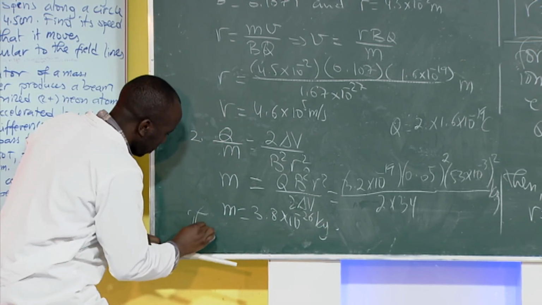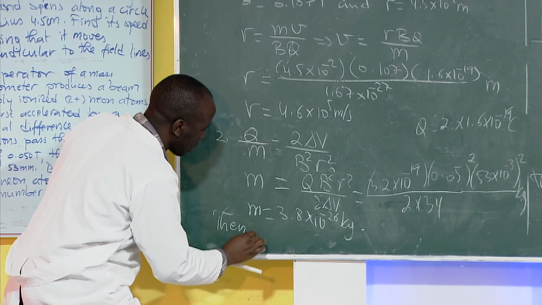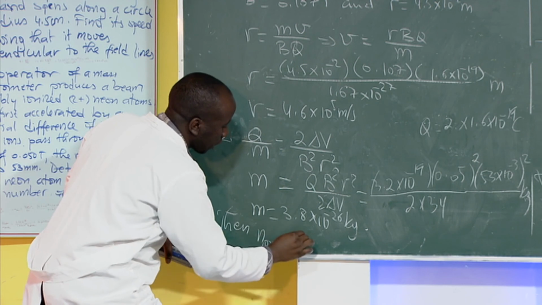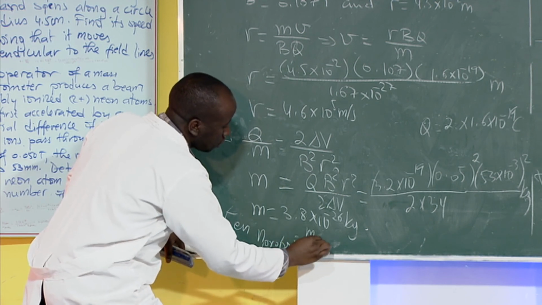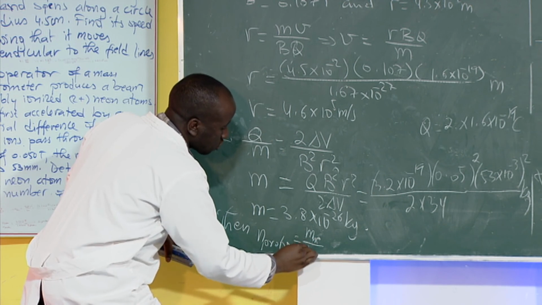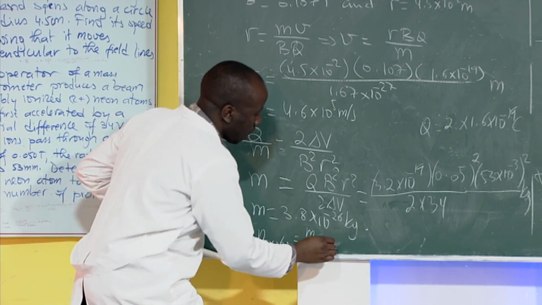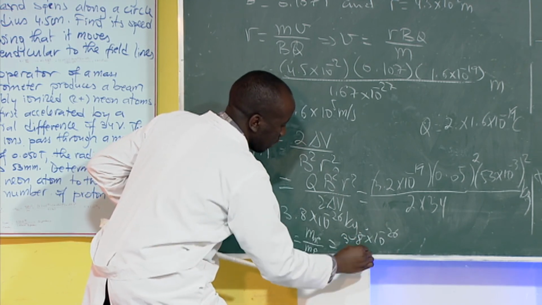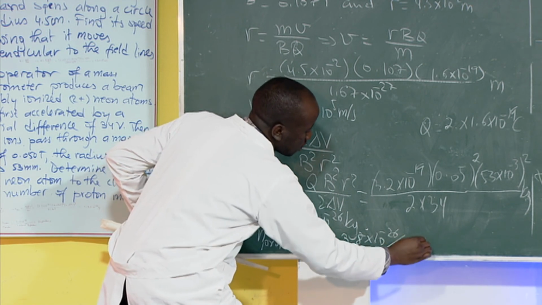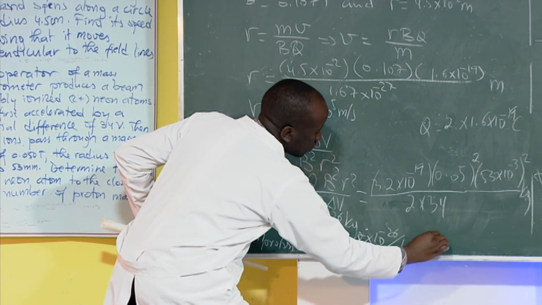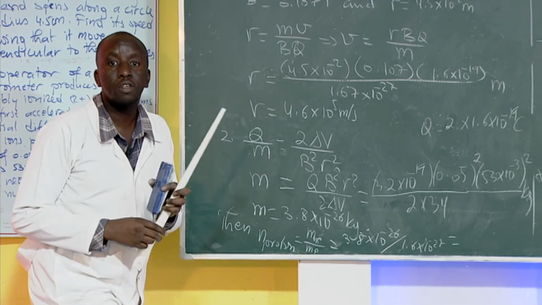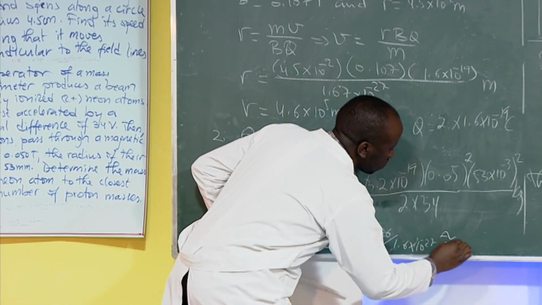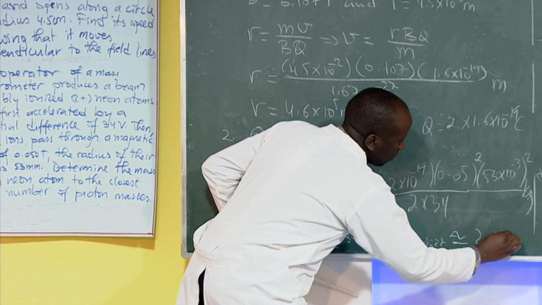And then we can find the number of protons to be equal to the mass that we found, the mass of this neon atom, over just the mass of a proton. So this time there will be 3.8 times 10 power minus 26 over 1.6 times 10 power minus 27. And when you calculate this, you find that it is approximately equal to 20 protons.